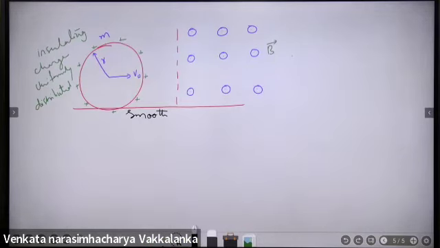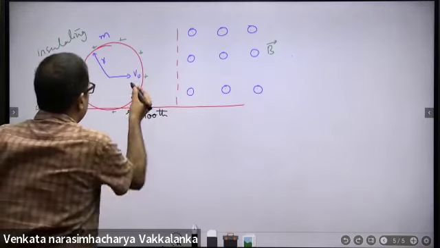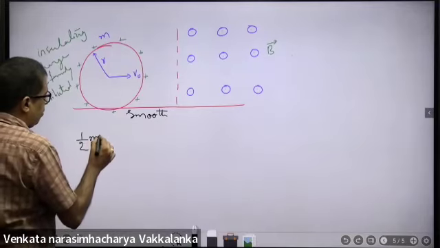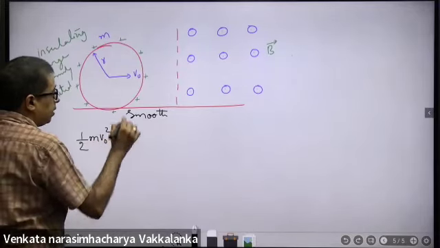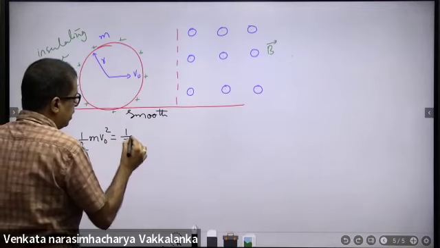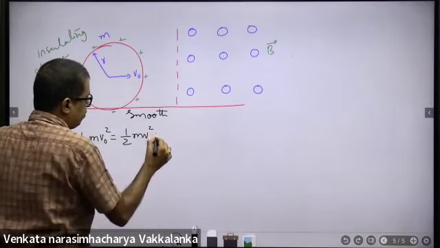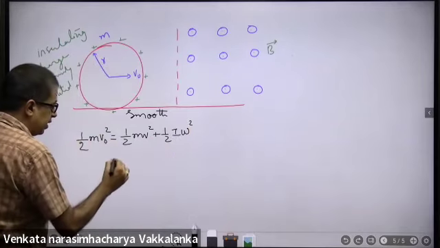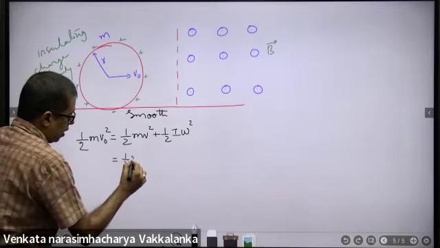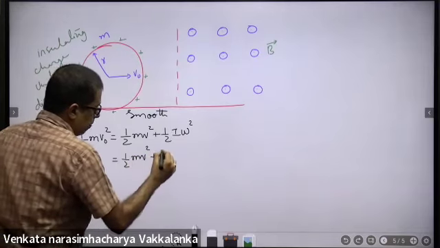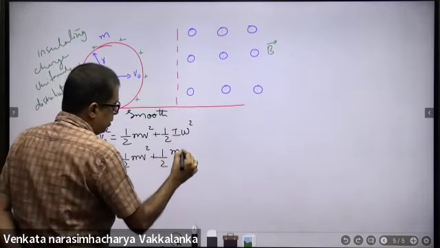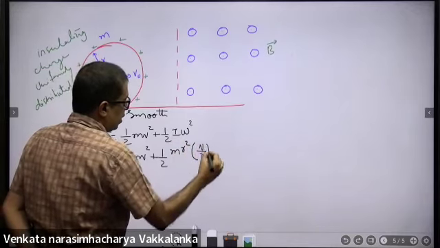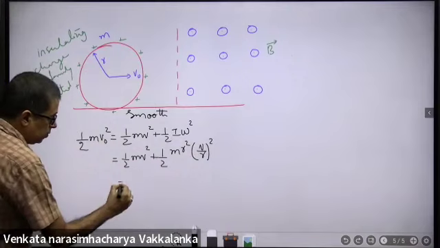First hint I'll give you is, initially what was its kinetic energy? Half m v naught square. Finally, what will its kinetic energy be? Half m v square plus half I omega square. Do you agree with that? Yes. Half m v square plus half I, which will be m r square, omega is v by r, whole square. So far, so good.